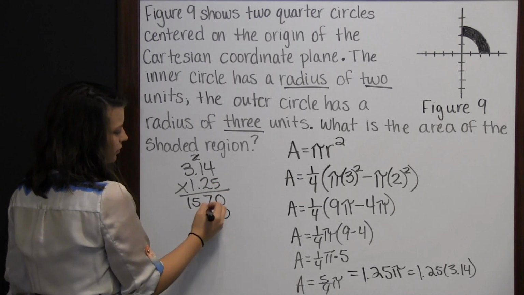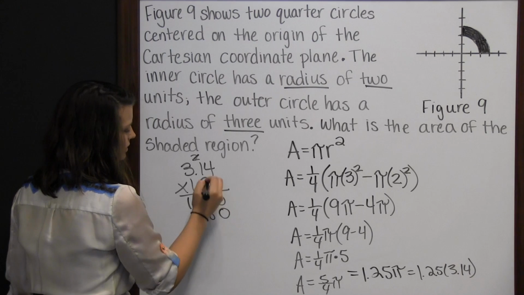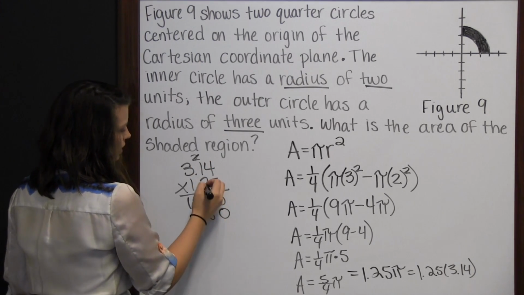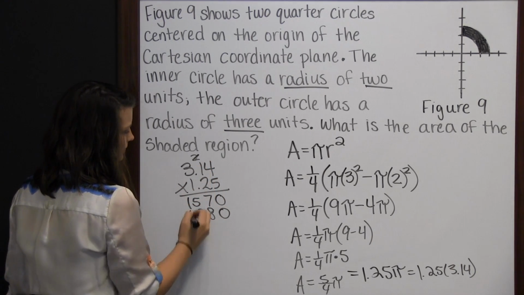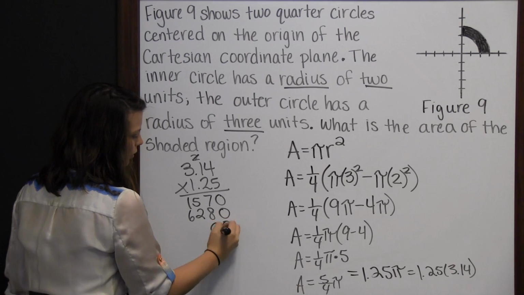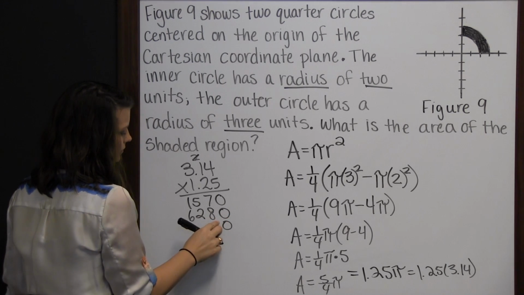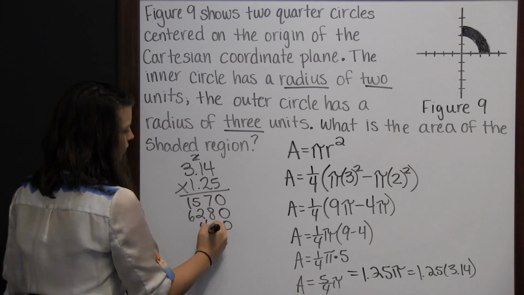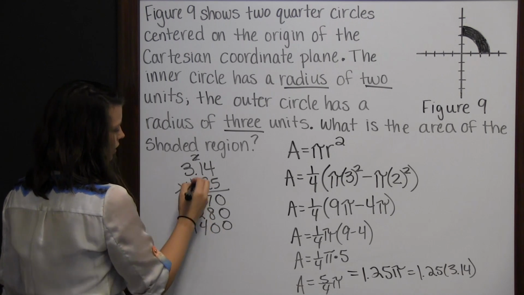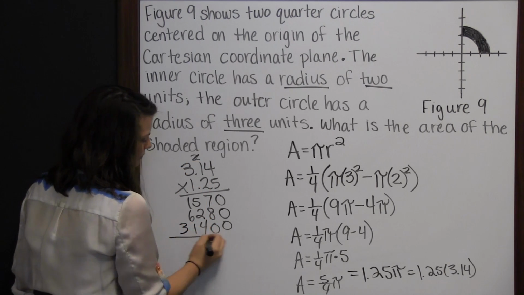Put a 0 placeholder. 2 times 4 is 8. 2 times 1 is 2. 2 times 3 is 6. Put 2 0 placeholders. 1 times 4 is 4. 1 times 1 is 1. 1 times 3 is 3.